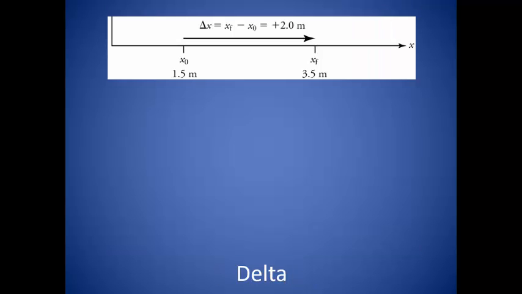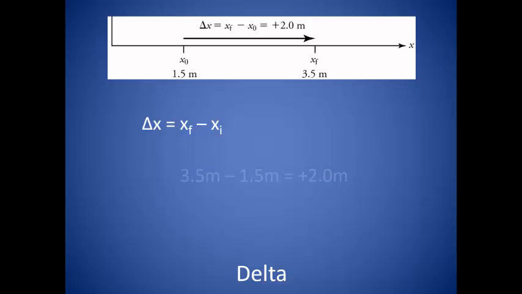The triangle is the Greek letter delta. In science, we use this symbol to represent a change in a variable. So delta x refers to a change in position. To calculate the change is pretty easy. We simply subtract one position from the other. However, delta is very specific. We must always calculate the final value minus the initial value.